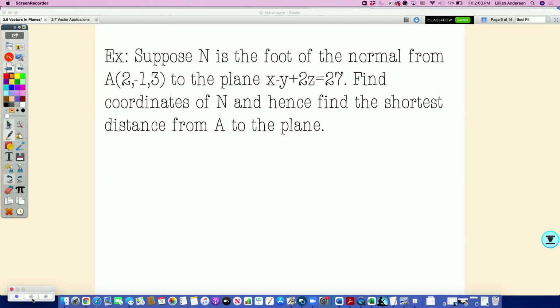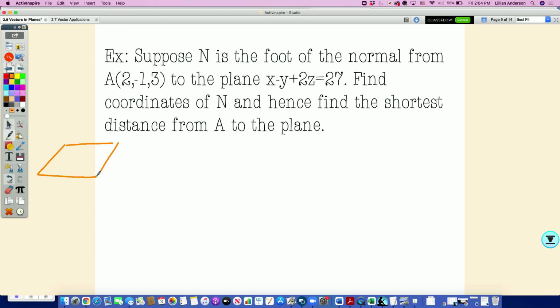Okay, so suppose n is at the foot of the normal from A to the plane that's given to you. Find the coordinates of n and hence find the shortest distance from A to the plane. Okay, so essentially you have a plane and you have a line that is normal, aka perpendicular to the plane. N is at the foot of the plane, and so this is the coordinates that you're looking for. A is some point that lies on that line, and then you have the equation of the plane.